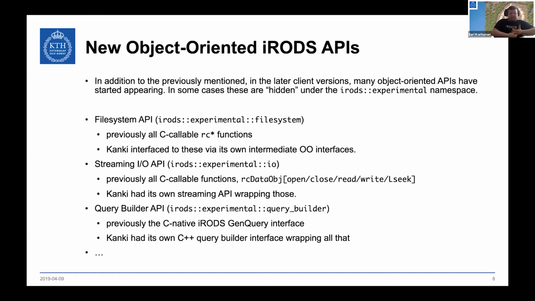Things that we have already started using are the file system API, the streaming IO API, and the query builder API. And these basically all replace old interfaces in the Kanki source code that I wrote myself back in the day, and now they all come as standard from the iRODS client library. So I don't need to write my own object-oriented libraries to use in between.